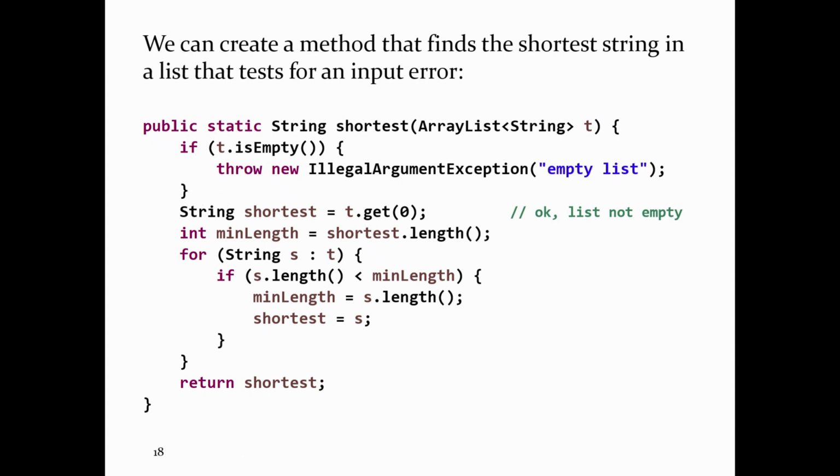If you're going to return null, though, you have to document the fact that you're returning null, because you can't do anything with a null reference. If you try to call a method on a null reference, you'll end up with a null pointer exception. Yeah, question?